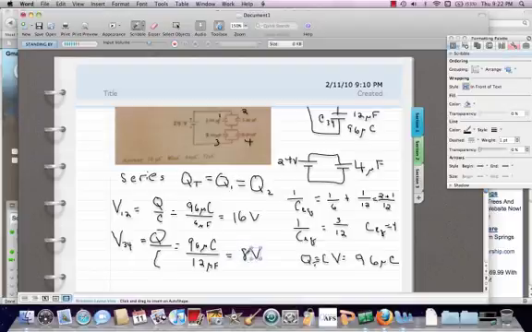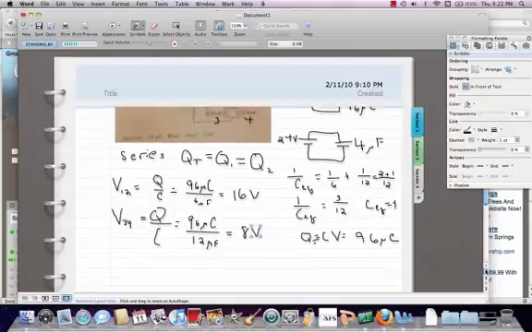And that makes sense, right? Because 8 plus 16 equals 24, and that's the total voltage that I have. So I would expect when I go across this capacitor, I'm going to drop a certain amount of voltage, and when I go across this capacitor, I'm going to drop a certain amount of voltage, and they should add up to 24 volts. So that makes sense.